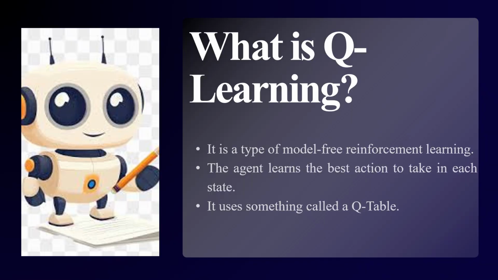Let's see what is Q learning. Q learning is a type of reinforcement learning that doesn't need a model of the environment. That means the agent doesn't need to know everything about the world, it just learns by doing. The agent keeps track of the best actions to take in each state using a table called the Q table. Q stands for quality, and it's the quality or usefulness of an action in a certain state.